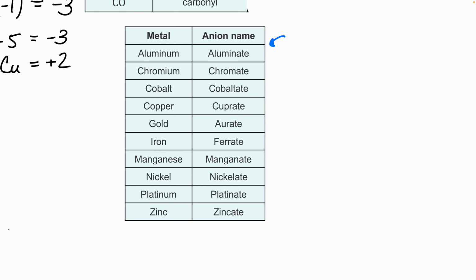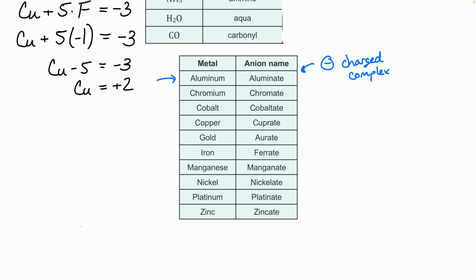But yes, bottom line here is we have one column for our negatively charged complexes and another column for our positively charged complexes.